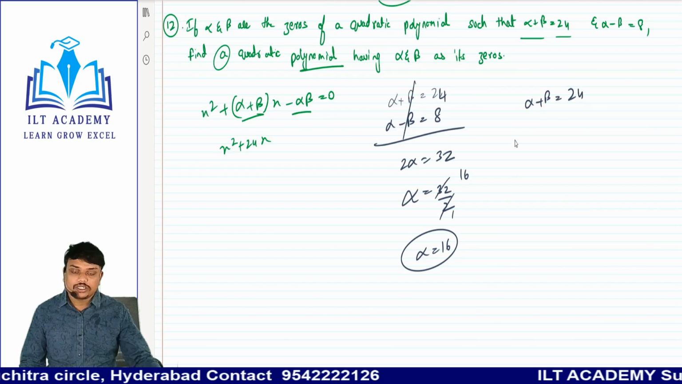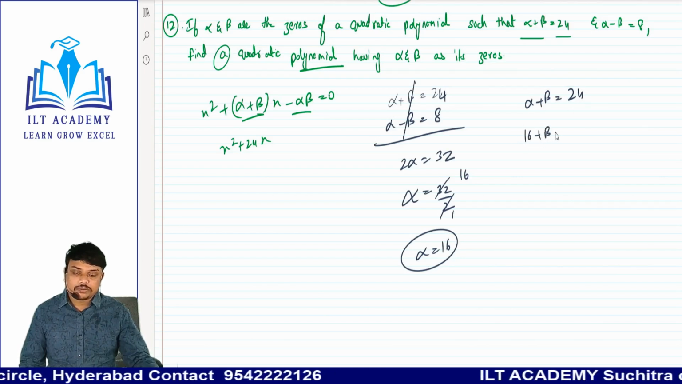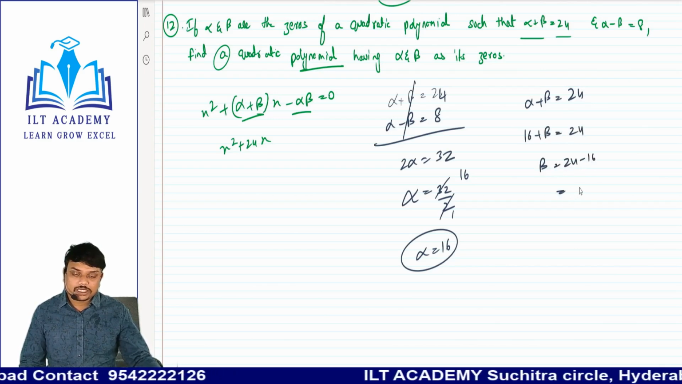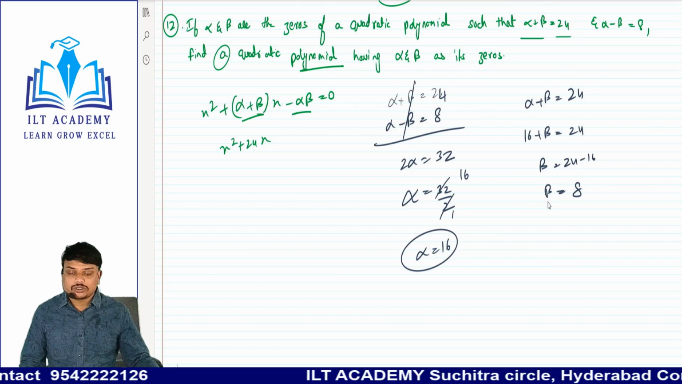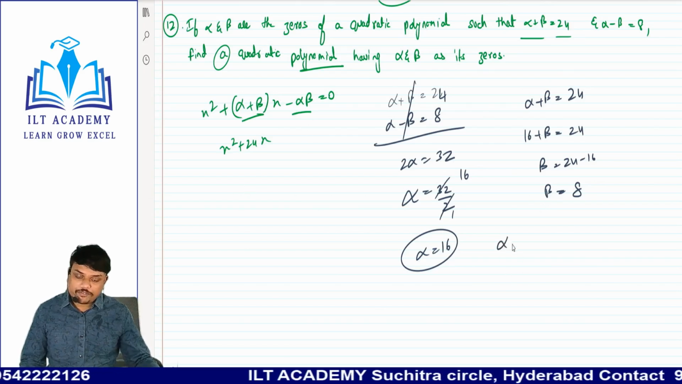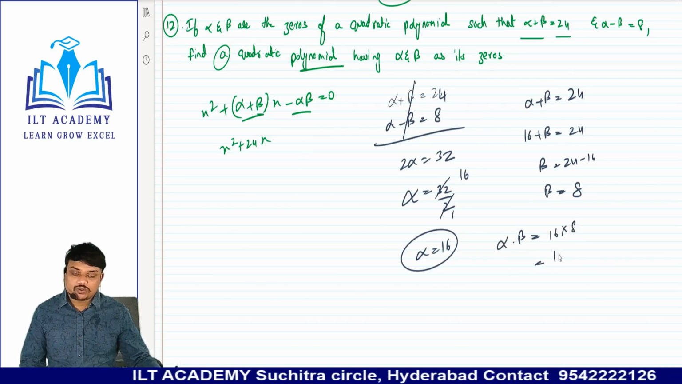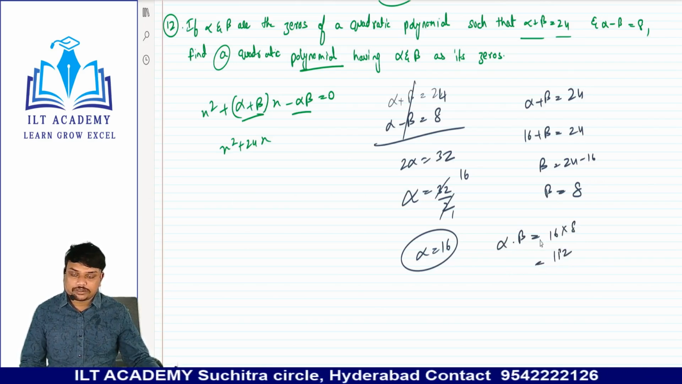Once we get the alpha, we can substitute in any of the equations. Alpha plus beta is equal to what? 24. So 16 plus beta is equal to 24. So beta is equal to 24 minus 16, which is 8. So beta is equal to 8. Now in this alpha beta we need to find. Now alpha beta will become what? 16 into 8 is equal to 112. Sorry, 128.